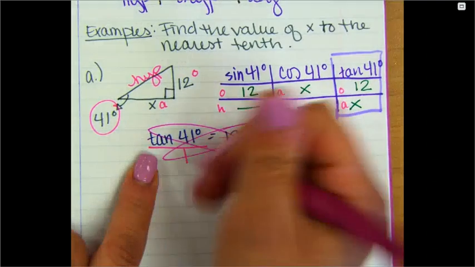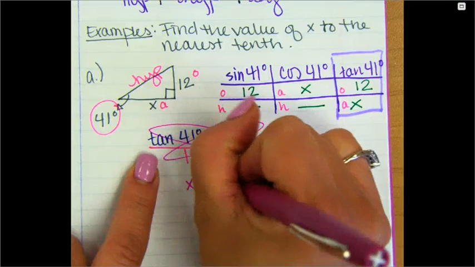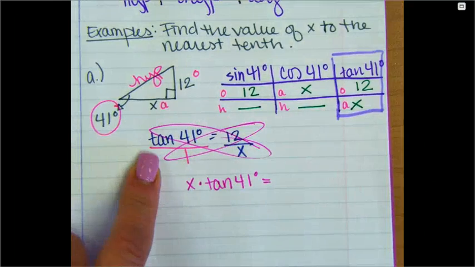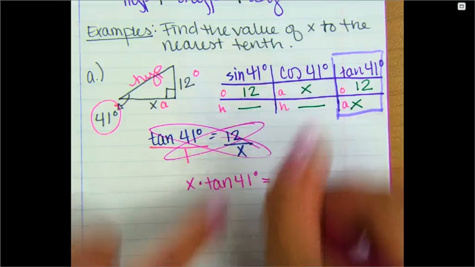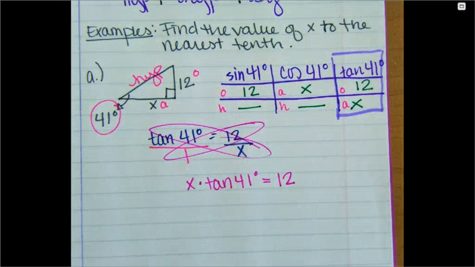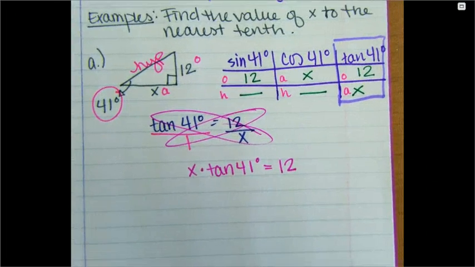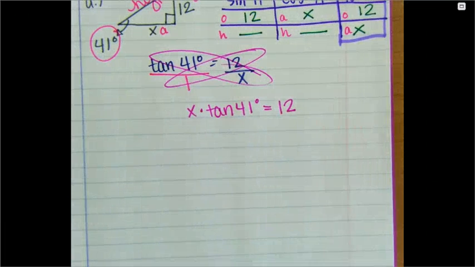I'm just going to multiply x times tangent of 41 degrees, which means I just write that. And then 1 times 12 is easy. That's just 12. Are we good with that? Not doing anything crazy. All I'm doing is multiplying. And really, it's just putting things together.